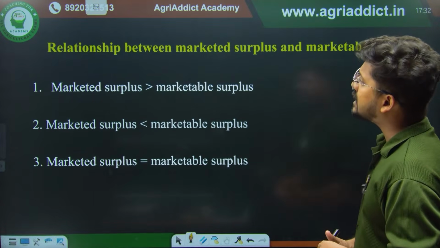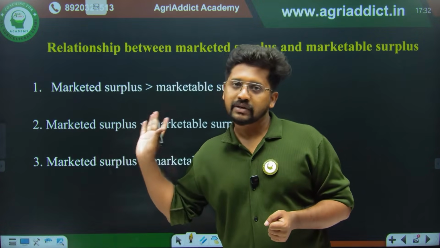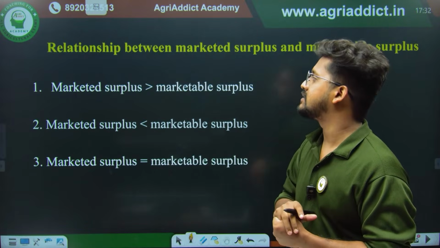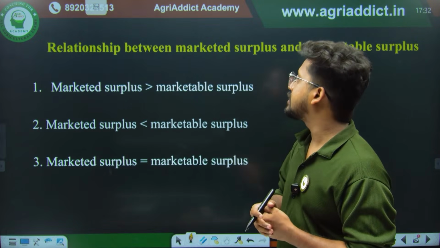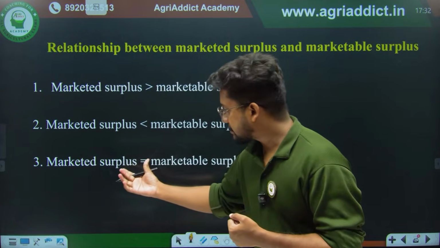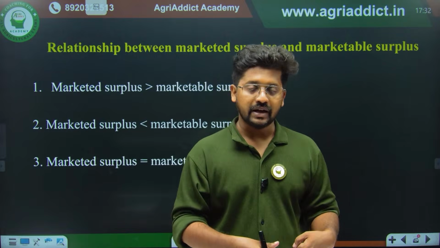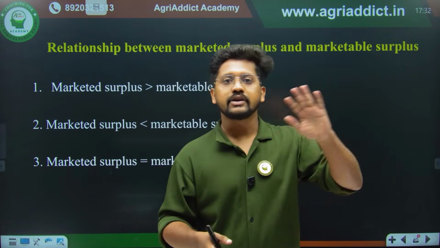So we shall see what is the relationship between these. This is very important. Since there are only 3 lines, but really conceptual understanding is required in this area. So what is the relationship between the marketable surplus and marketed surplus? We shall start from the third one. Marketable surplus is equal to marketed surplus. It's nothing but after the consumption requirement, whatever he is having, he is sending into the market.